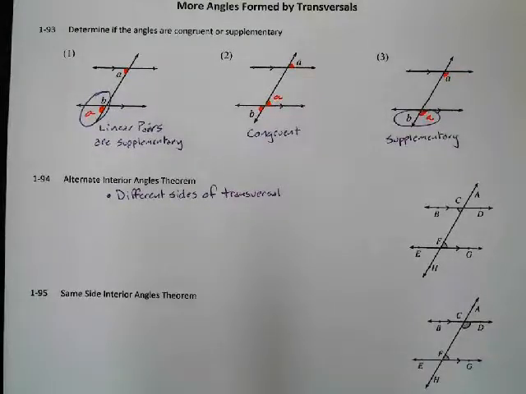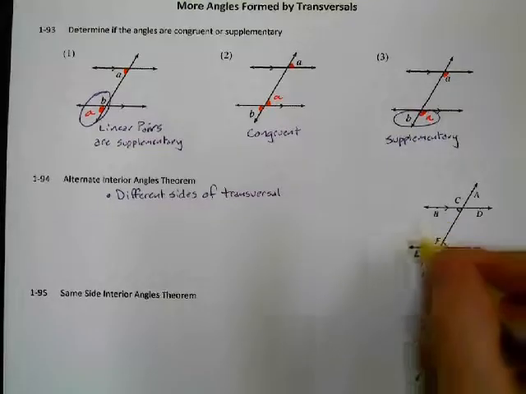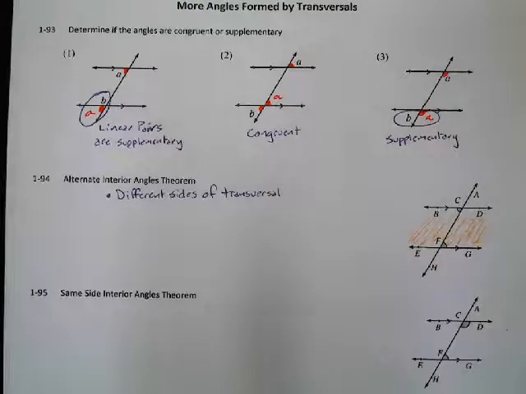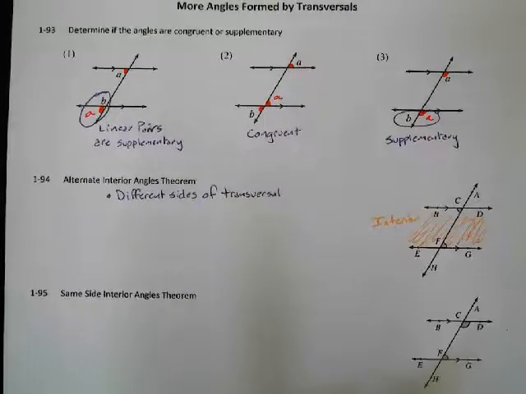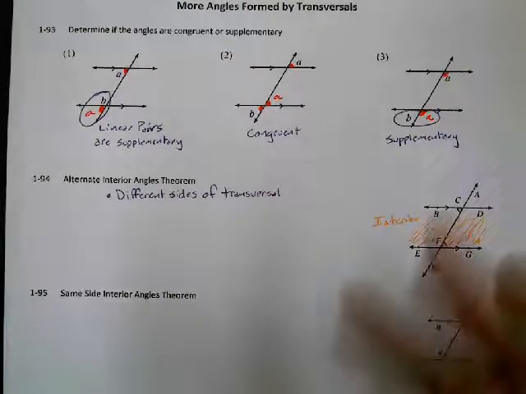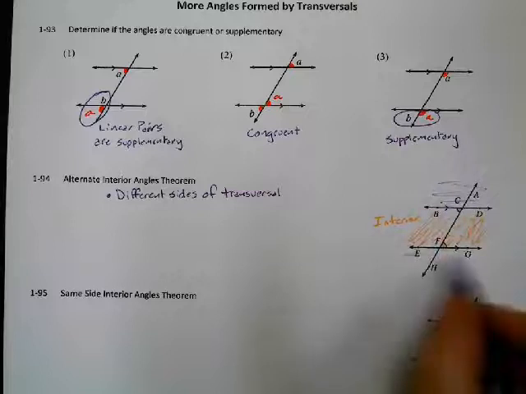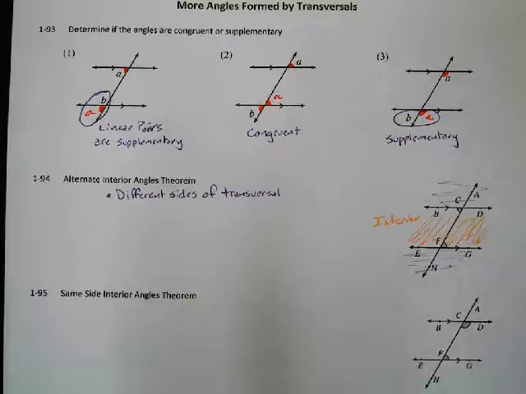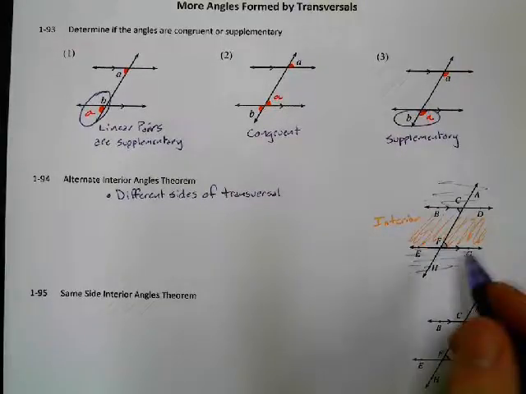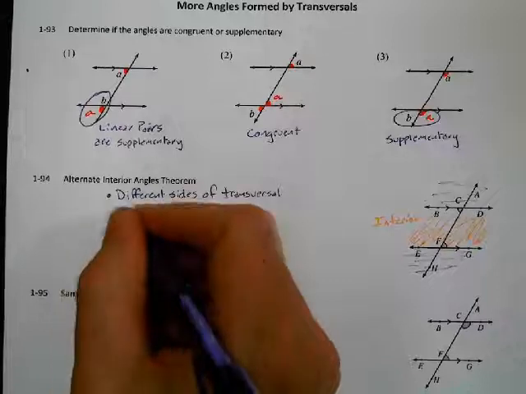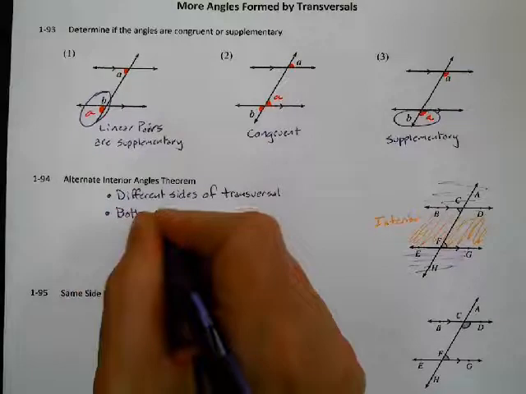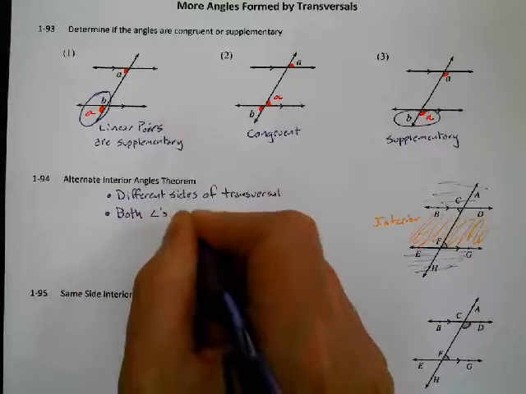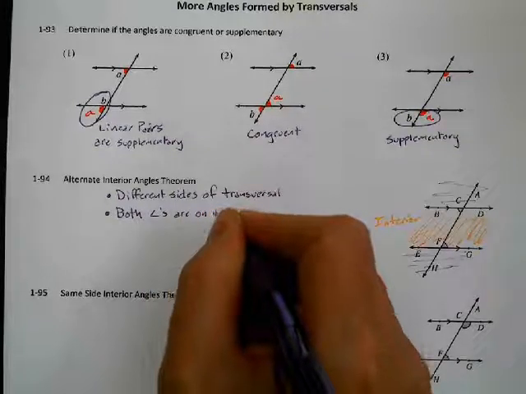So this section here that I'm coloring in yellow, we would call that the interior, as opposed to the exterior. In purple, this is the exterior. These two are exterior. They're outside these two parallel lines. So the two angles that we're talking about have to both be on the interior of the two parallel lines. So both angles are on the interior.